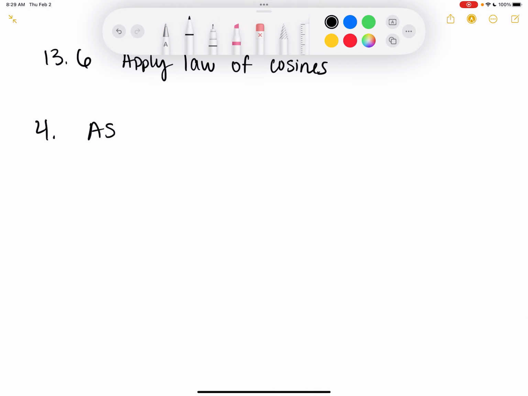If we have angle, side, angle, which thing do we use? Which do you use, law of sines or law of cosines? Law of sines. And how about side, angle, side? Law of cosines. Yep, law of cosines.